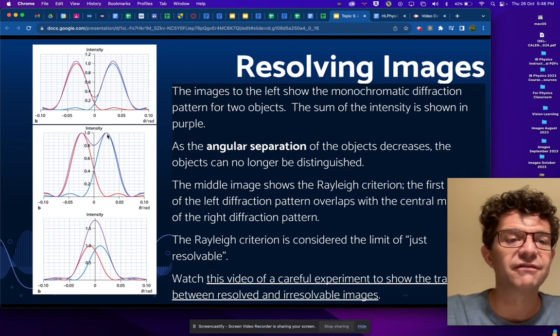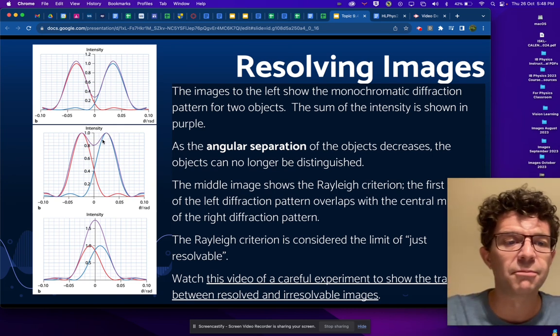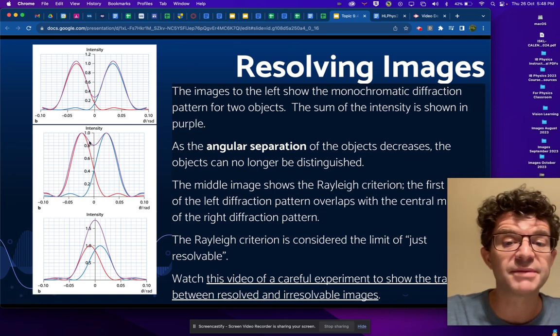The Rayleigh criteria is that the diffraction pattern from the left object has a minimum at the location of the central maxima on the right, and that this is the limit of what is just resolvable by the eye. So here we can see the central maxima, and directly below it we have the first minima from the object on the right, the minima from the object on the left, and above it the maxima on the right. And the purple curve shows a distinct dip in between those two, which means that it's just resolvable.